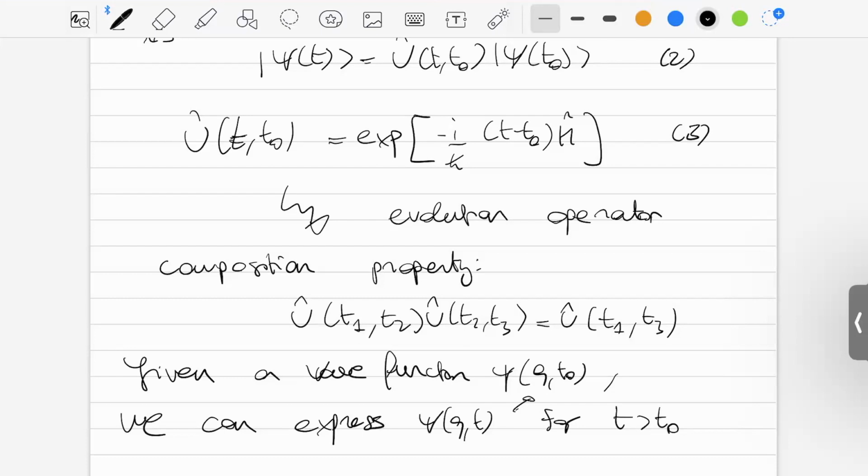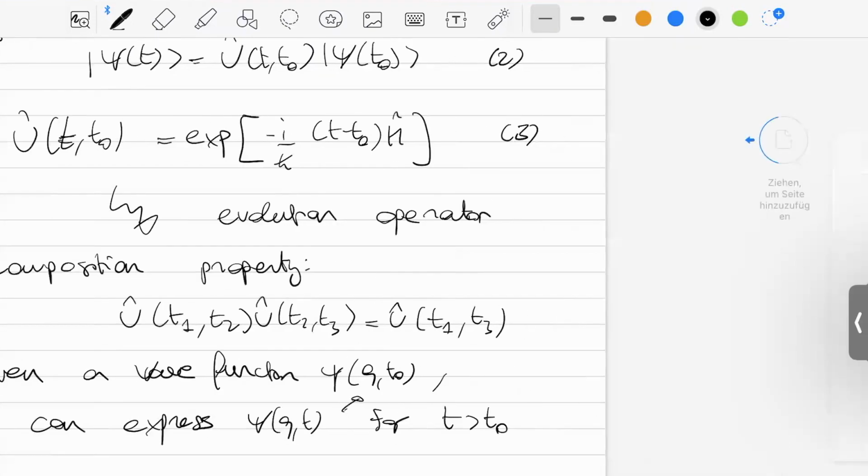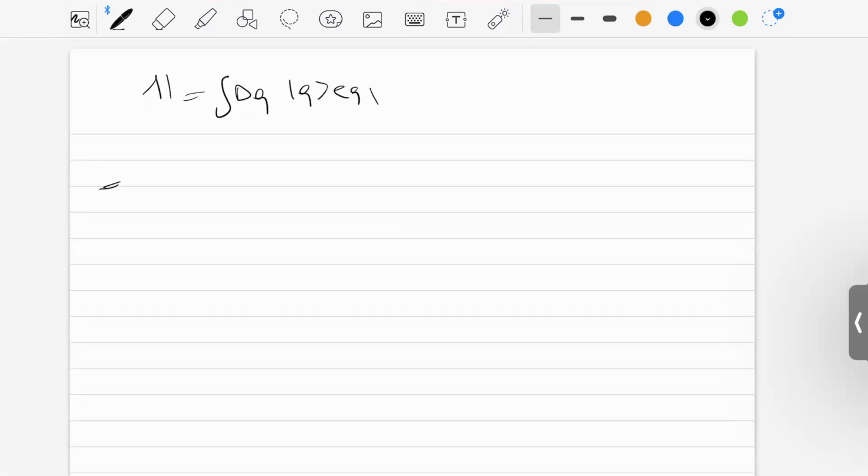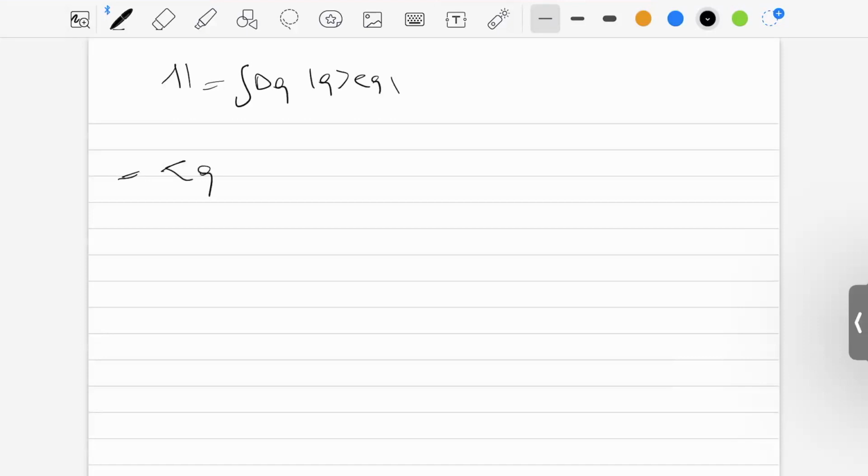Now there is a trick that we can do, namely we can insert the identity operator. If you remember, you can write the identity in the following way. Now we are going to insert this expression in the previous equation. So we have bra q, U of t, t0, and then the integral over q0.